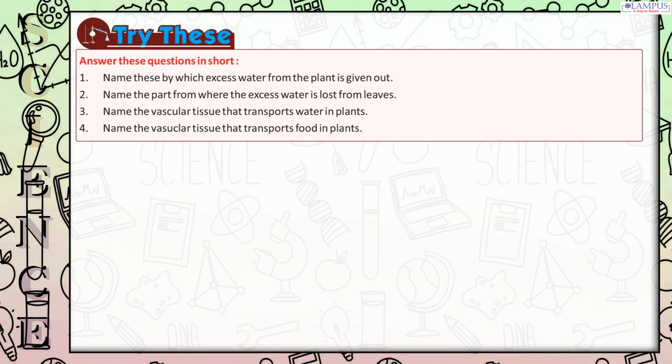Try these. Answer these questions in short. 1. Name the process by which excess water from the plant is given out. 2. Name the part from where the excess water is lost from leaves. 3. Name the vascular tissue that transports water in plants. 4. Name the vascular tissue that transports food in plants.